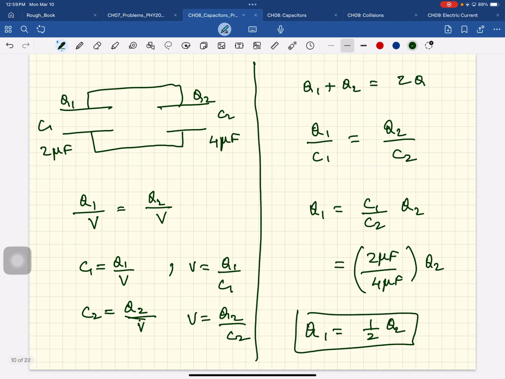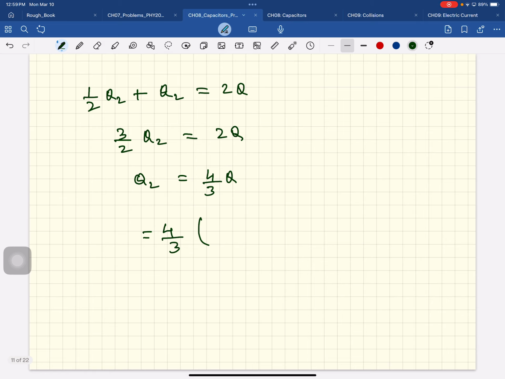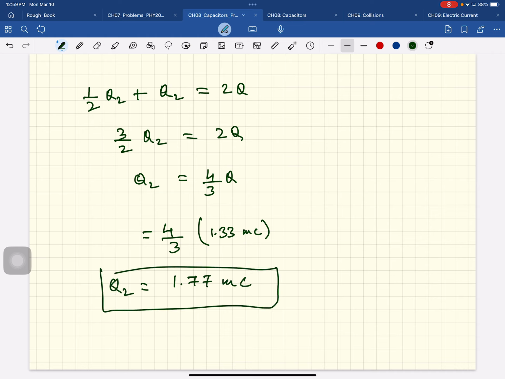And Q was 1.33 millicoulombs. So that's, and Q1 is half of that, which is 0.885.